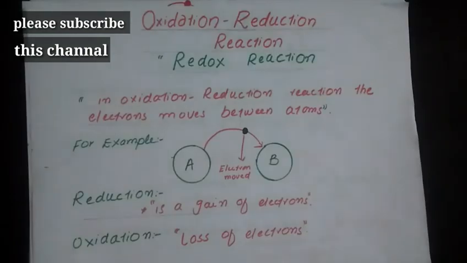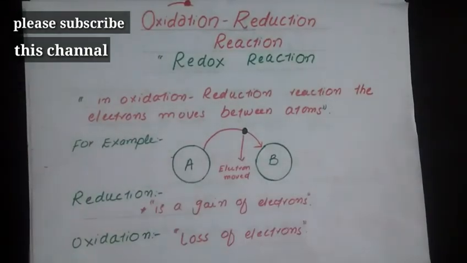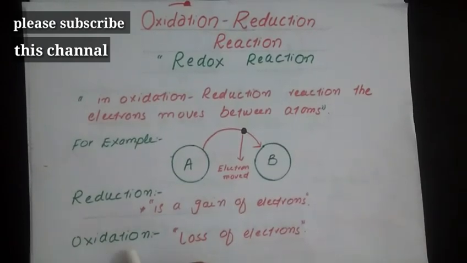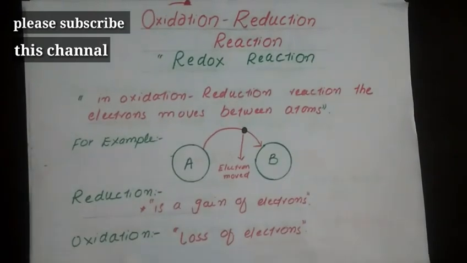Now we can describe the movement of these electrons using the words oxidation and reduction, right. So let's learn specifically what both of these mean, right? So here we have oxidation and reduction. So what is oxidation? It's a loss of electron, right? Loss of electron, and reduction is a gain of electron.